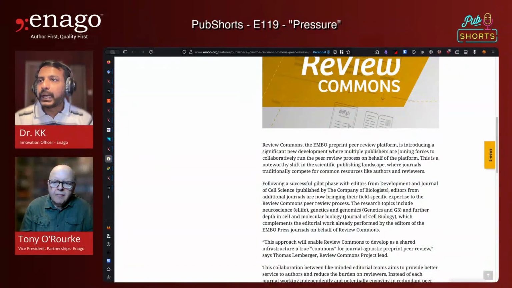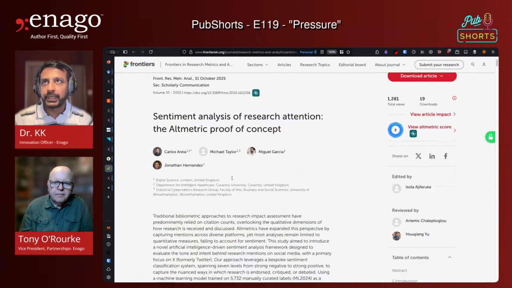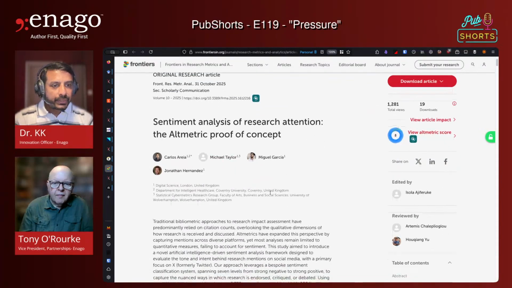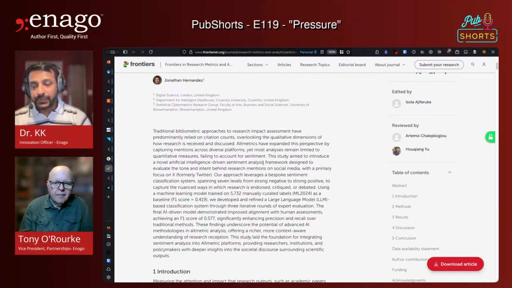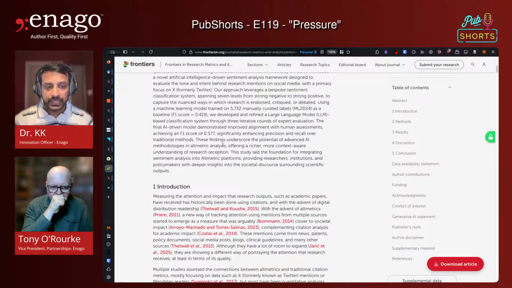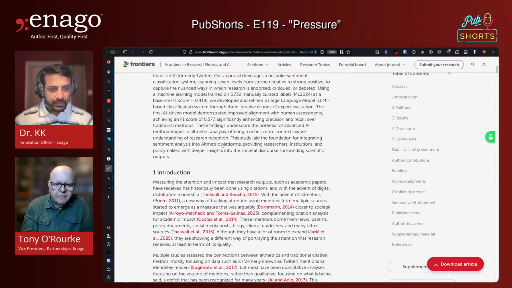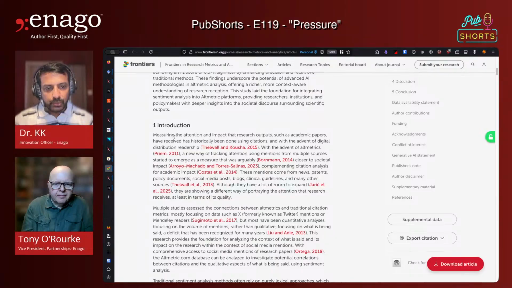Yes, okay. All right. Now, moving on to the next one, sentiment analysis in Altmetric, the proof of concept by Altmetric. That's the title of the original research article. So the team have developed a new AI framework for sentiment analysis of research attention on social media, specifically X, formerly Twitter. Traditional methods relied on citation counts, missing the qualitative aspects of how research is discussed. And Altmetrics helps, but mostly based on quantity, not sentiment. So this AI approach analyzes the tone and intent behind mentions using a 7-level sentiment scale, and they tested it against a machine learning model and found LLM-based systems performed better, with F1 scores of 0.577 compared to 0.419, which basically means it's a much better system than the machine learning model.